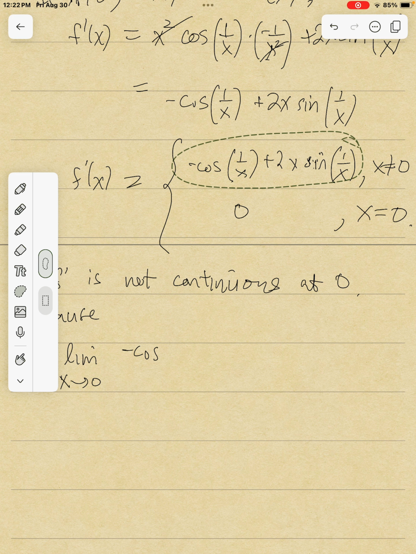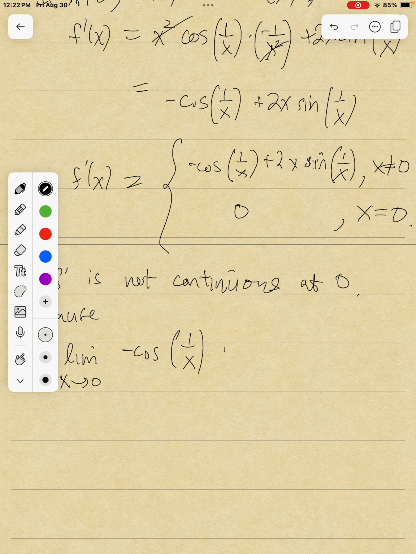But what happens? So this is negative cosine of 1 over x plus 2x sine of 1 over x. Now this second thing does approach 0 as x approaches 0 by the squeeze theorem. It's the same thing as we did before. However, the first thing most definitely does not approach 0, because as x gets closer and closer to 0, 1 over x is going off to infinity.